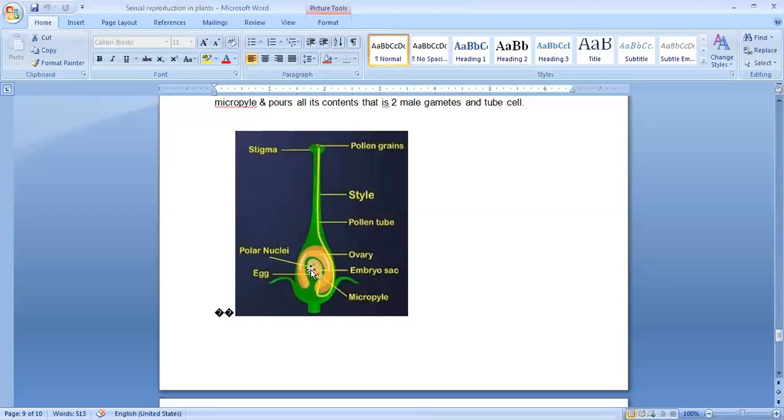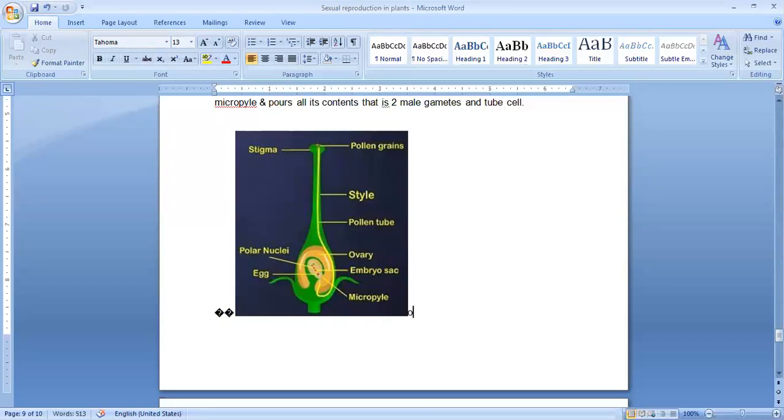So, after the fusion, the ovary turns into fruit. The ovule turns into seed. The egg turns into embryo. Egg and male nucleus have been fused over here. This is called fertilization. So here it will result in the formation of embryo, and the 2 polar nuclei and 1 male nucleus have been fused over here, and it will result in the formation of endosperm.